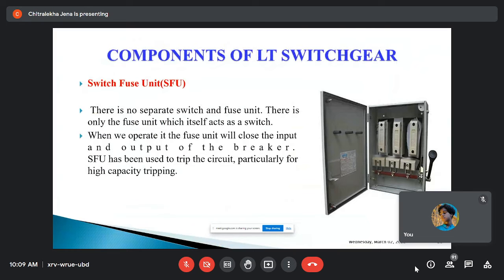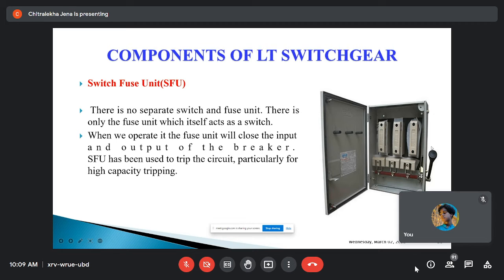Now tell me, have you seen these types of switchgear? Where have you seen them? Main board, very good. LT means low tension switchgear. This is the switch fuse unit. There is no separate fuse and switch unit; the complete set is called the switch fuse unit, where the fuse unit itself acts as a switch.